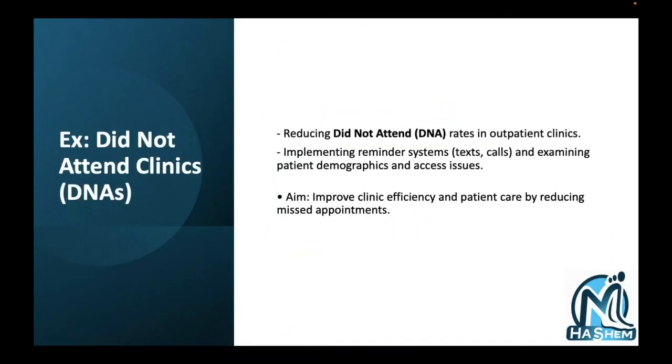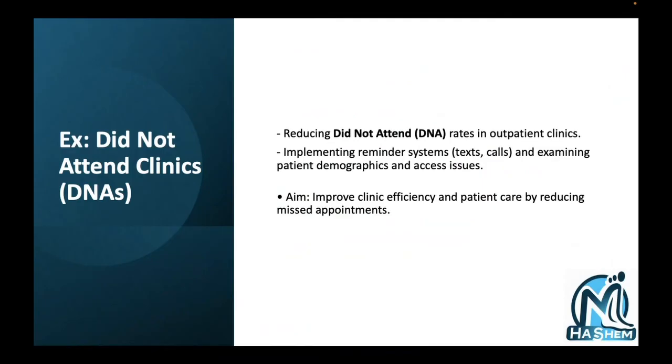Another example: we ran a quality improvement project about did not attend in the clinic. If the patient is booked for a clinic and he doesn't attend, we call it a DNA patient, a patient who did not attend the clinic. At some point, we noticed that there were a lot of DNA patients in the clinics, and the number was increasing beyond what we normally see.